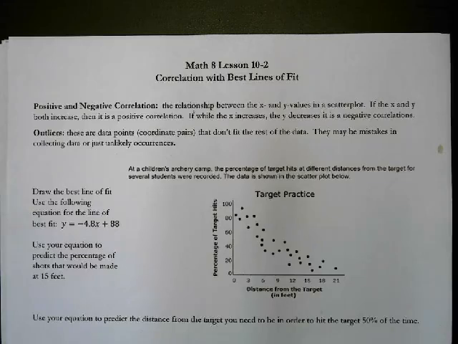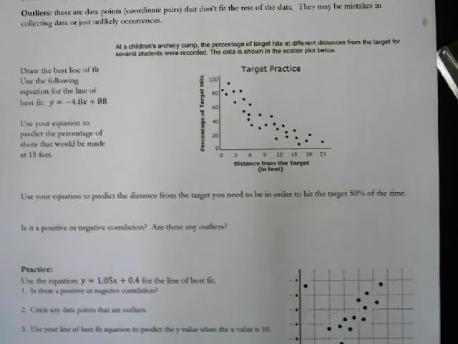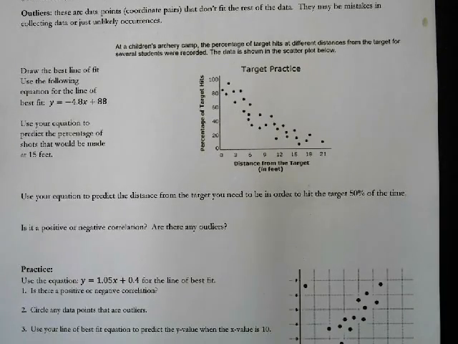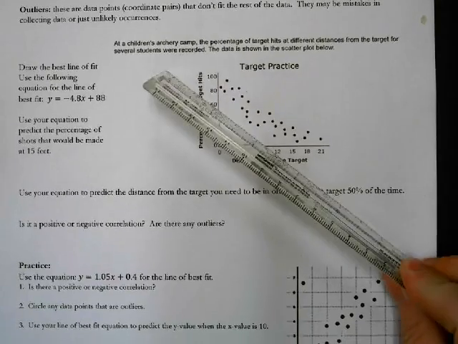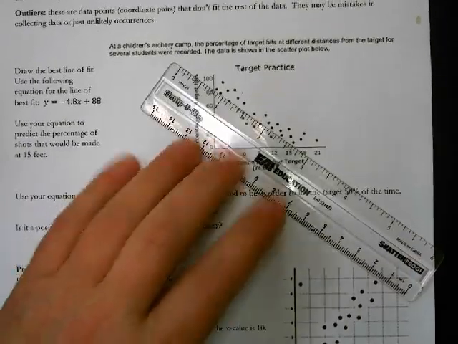All right, so as we go through the rest of this, we're going to be looking for positive and negative correlation and outliers. Okay, so I'm using the same example here just because I was lazy. So here's the same example as we did on the last set of notes. We talked about finding that best line of fit. Remember, we said we didn't want to go above the data, we didn't want to go below the data.